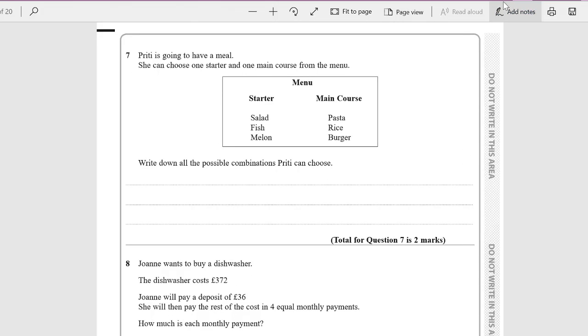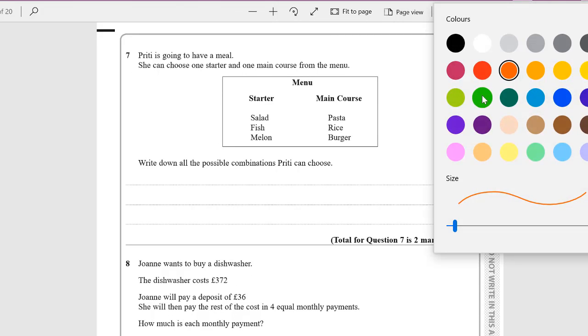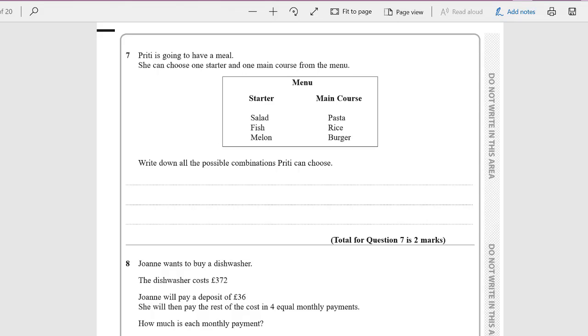Question 7. Pretty is going to have a meal. She has chosen one starter and one main course from the menu. Write down all the possible combinations Pretty can choose.